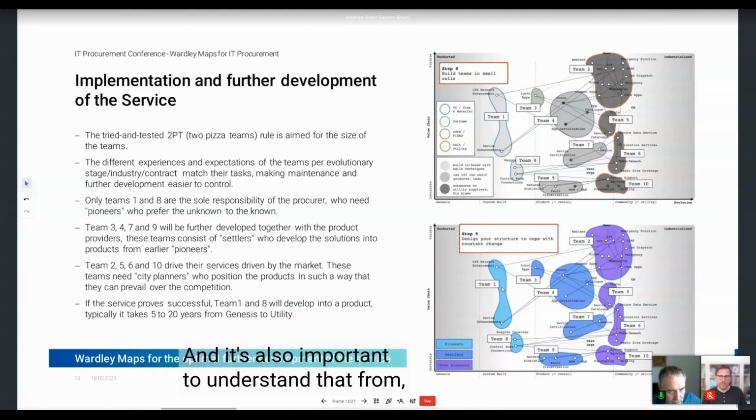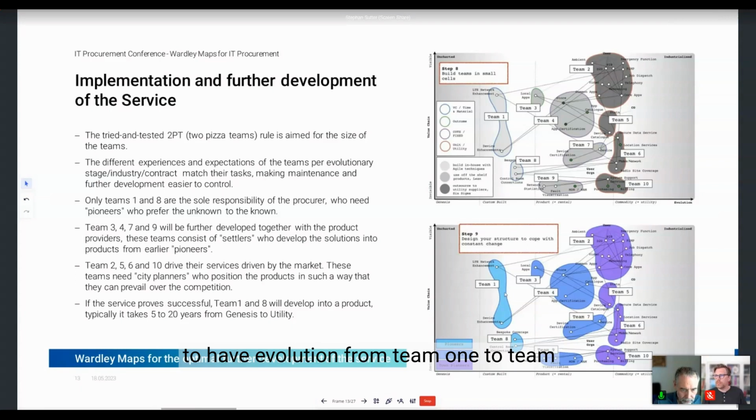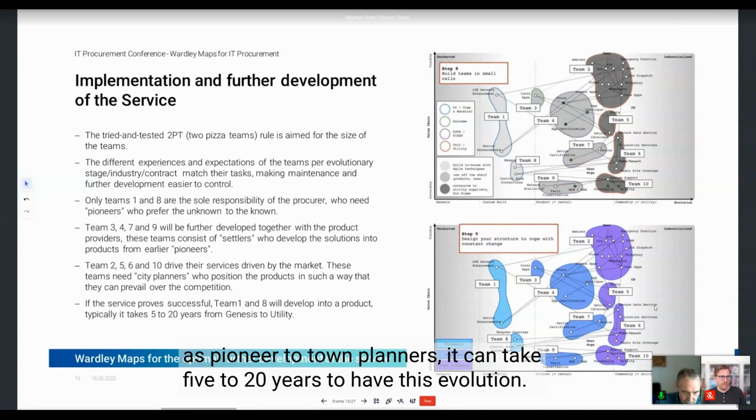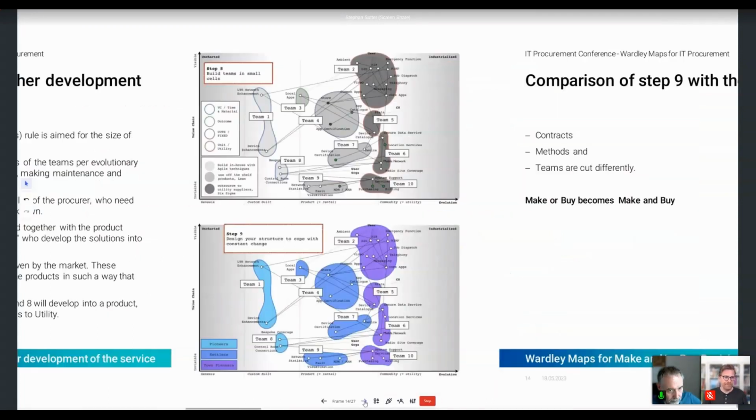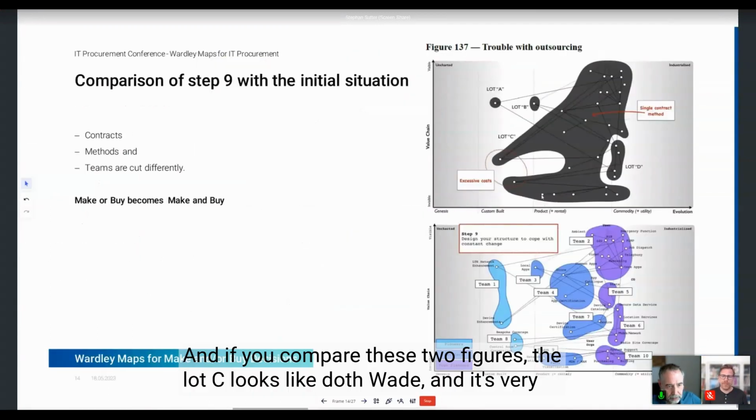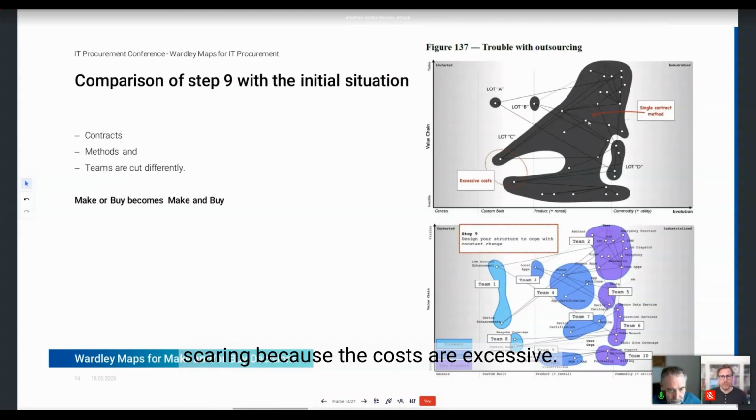And it's also important to understand that to have evolution from team 1 to team as pioneer to town planners, it can take 5 to 20 years to have this evolve. And if you compare these two figures, the lot C looks like Darth Vader and is very scary because the costs are excessive, a lot of change requests.